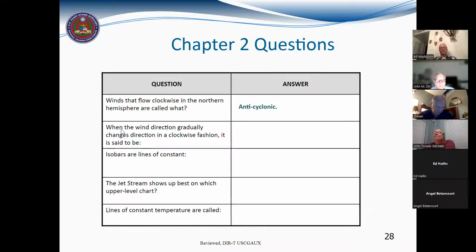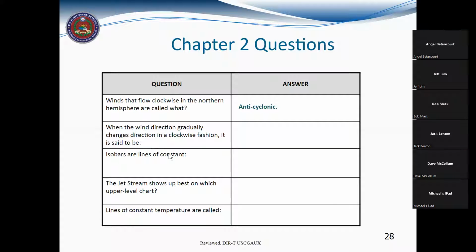Angel Betancourt, when the wind direction gradually changes direction in a clockwise fashion, it is said to be, ooh, this is a good one. You gotta unmute yourself, Angel. You there, Angel? Jeff Link, unmute yourself. The wind direction gradually changes direction in a clockwise fashion. It is said to be, only two choices. You there, Jeff?